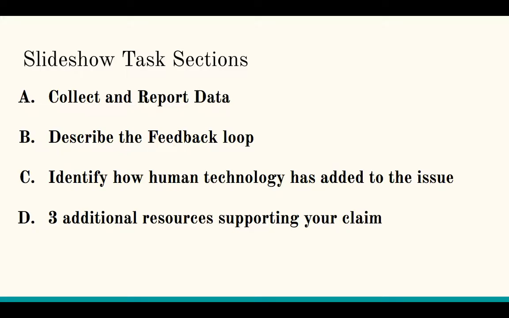All right, so the first thing is that the slideshow has 4 parts. There are 4 tasks that you need to complete, and these tasks can be found on the rubric page that I set up for you and posted on the Google Classroom. The 4 basic sections are: collect and report data, describe the feedback loop, identify how human technology has added to the issue, and list 3 additional resources supporting your claim. For each of the sections, I'm going to go through and give you an example.